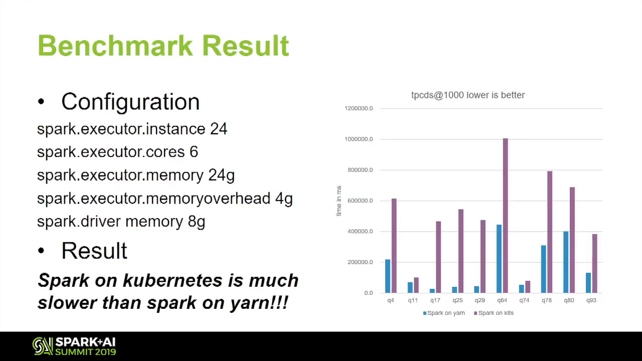And here's the preliminary benchmark result of the TPC-DS workload at a data scale of 1 terabyte. The configuration we use is 24 executor instances, each with 24 gigabytes of memory and 6 CPU cores. And you can see in the right chart that Spark on Kubernetes runs much slower compared to Spark on Yarn.